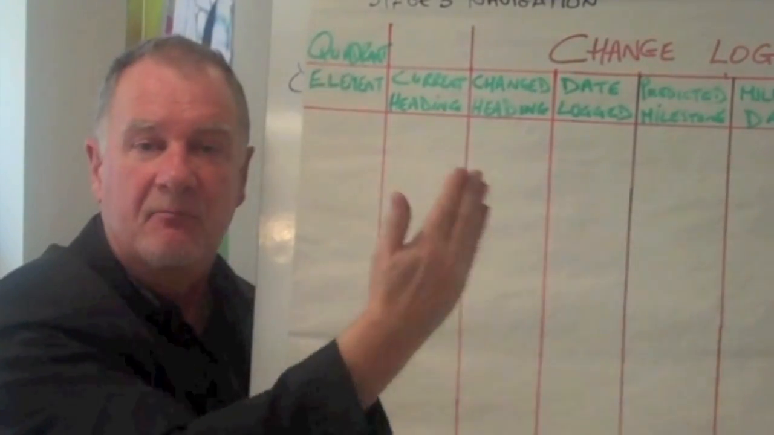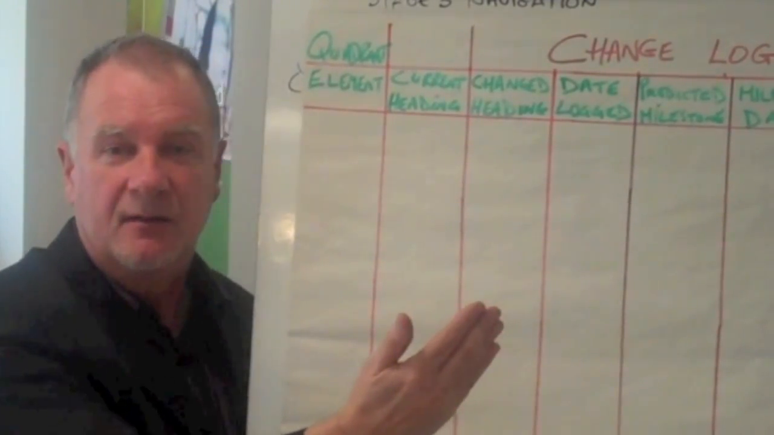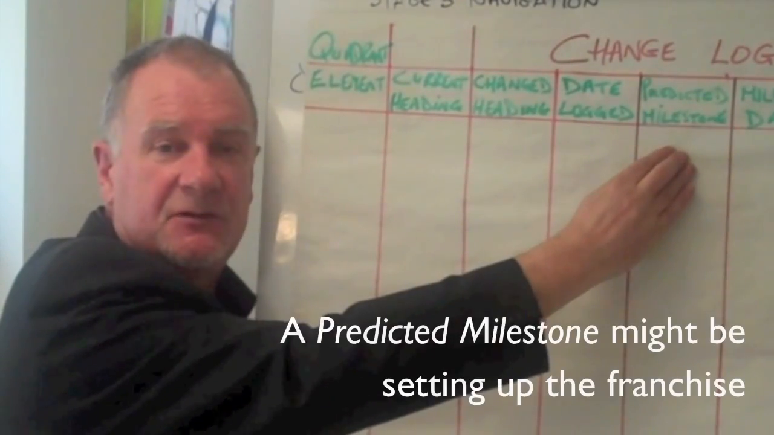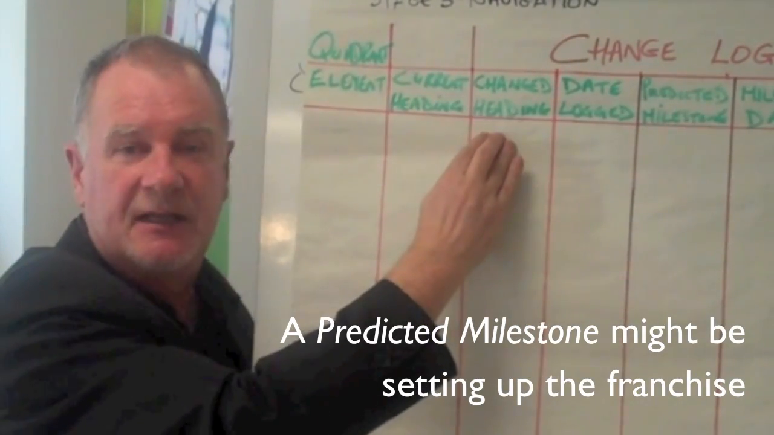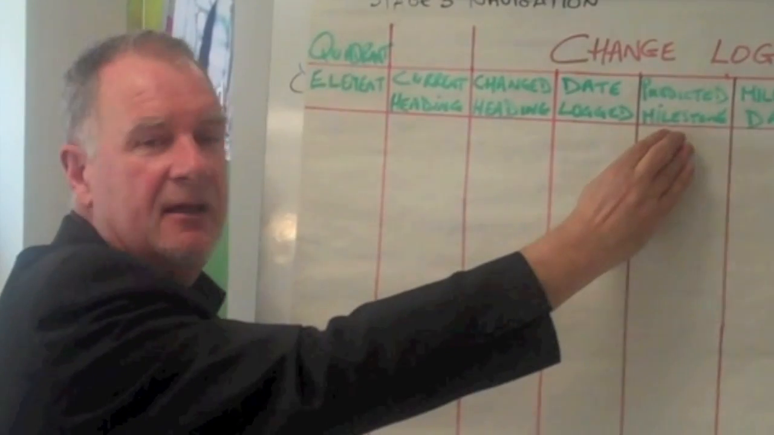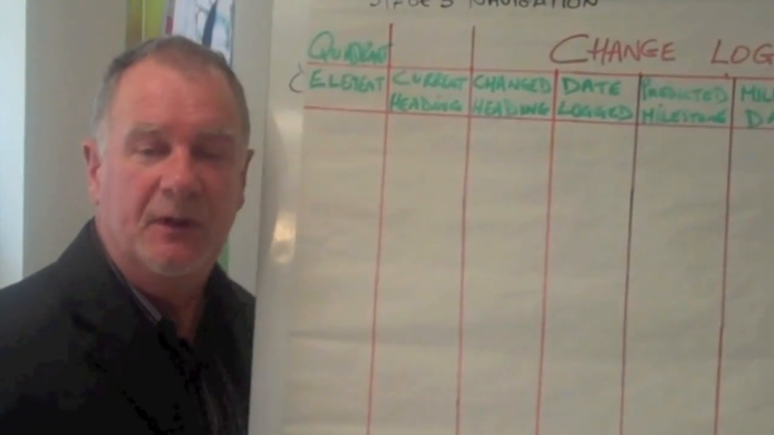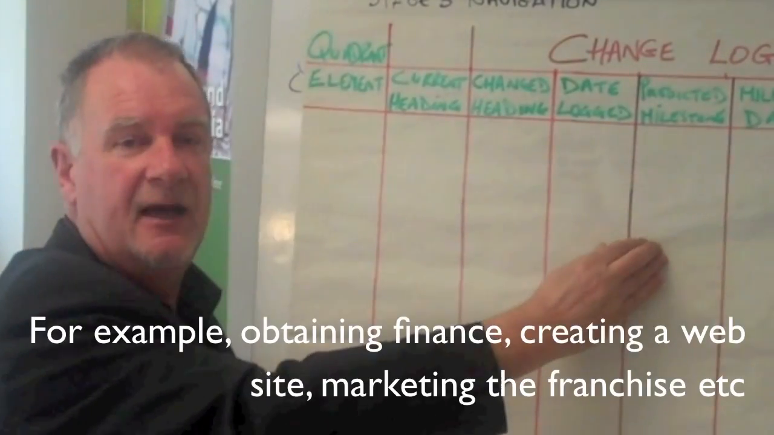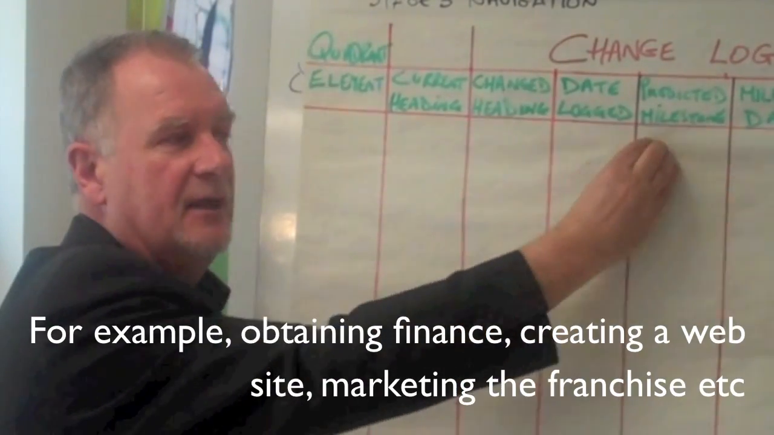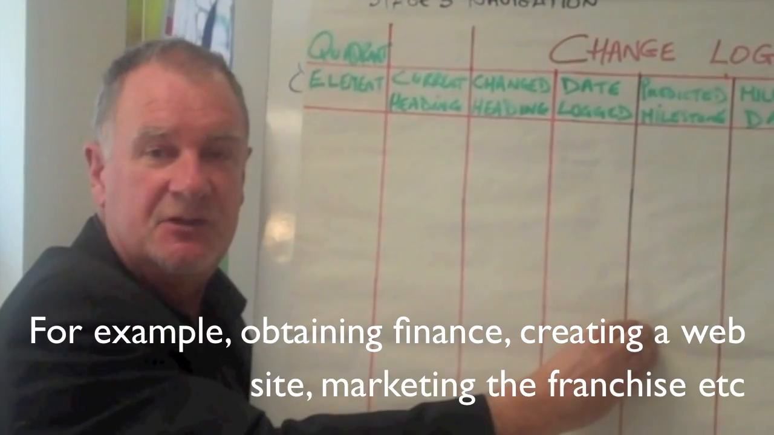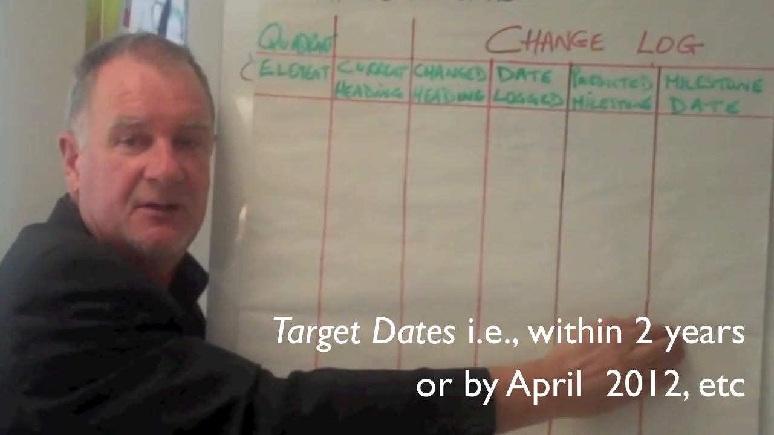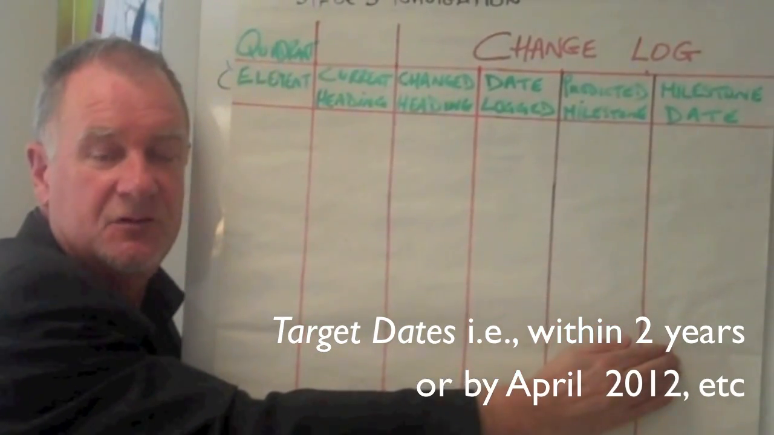The date that change was identified, so the date that it was logged, becomes important later on when we're measuring deliverables and performance. Then the predicted milestones of this particular change heading. Obviously it's not going to happen with Bill overnight just because he thinks about it. So Bill needs to identify now that this change heading will have a number of milestones to achieve so that it makes that shift. And then the target dates for achieving those milestones.